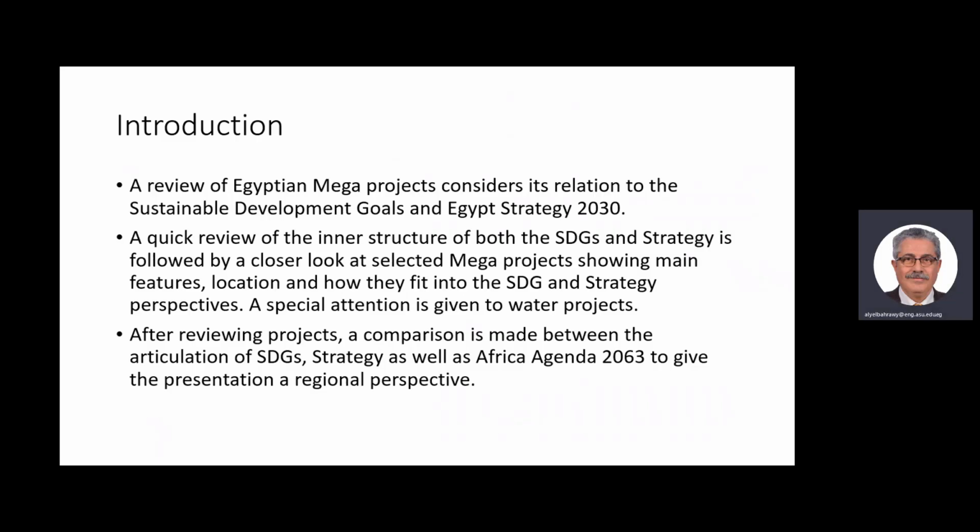The whole idea is a review of Egyptian mega projects that considers its relation to Sustainable Development Goals and Egypt Strategy 2030. I will start with a quick review of the inner structure of both the SDGs and strategy, and follow that by a closer look at selected mega projects, showing main features, location, and how they fit into the SDGs and strategy perspectives. Special attention is given, of course, to water projects.